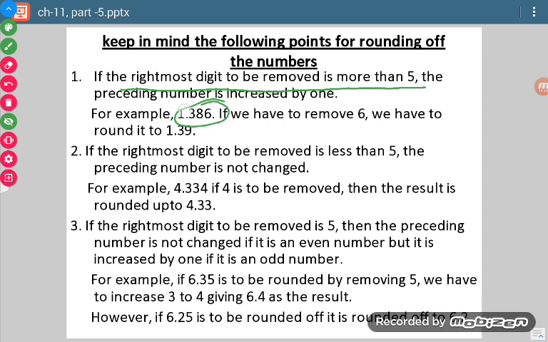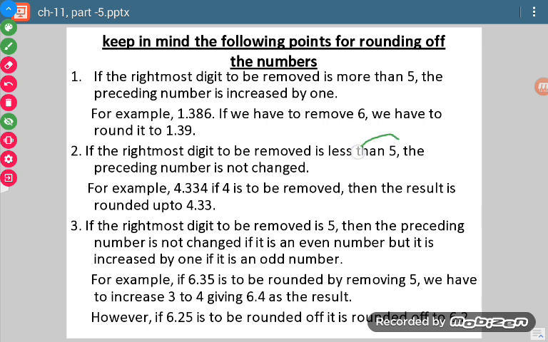Just like in this case, suppose we have to form it in such a number where there are 3 significant figures. So I have to stop at 8. What is the next number? The next number is 6, which is more than 5. So the previous number will be increased by 1. We will convert 8 into 9. So the result will be 1.39.